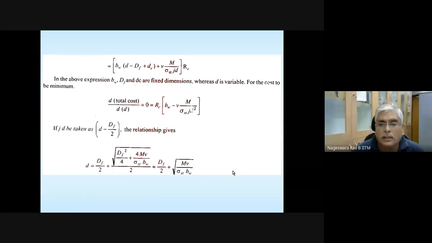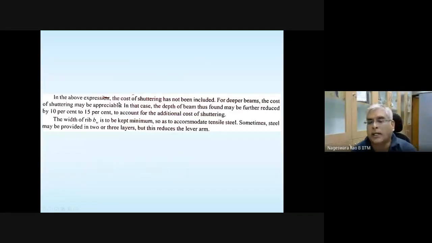Okay. So now let's see an example. And please note that while arriving at this d, we have not taken into account the cost of shuttering and other things. So some information is given about that. In the above expression, cost of shuttering has not been included. For deeper beams, the cost of shuttering may be appreciable. In that case, the depth of the beam thus found may be further reduced by 10 to 15% to account for additional cost of shuttering.